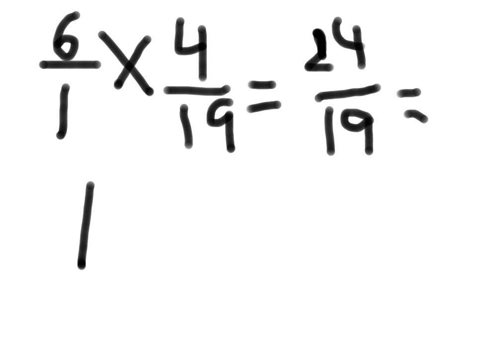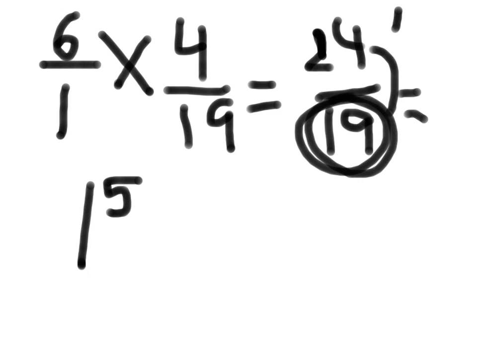Because 19 goes into 24 one time. And then the leftover is 5. Like I said before, you always keep the denominator. So it'll be 1 and 5 over 19. Because 5 cannot go into 19, so it stays that. And that's how to do it with a different fraction.